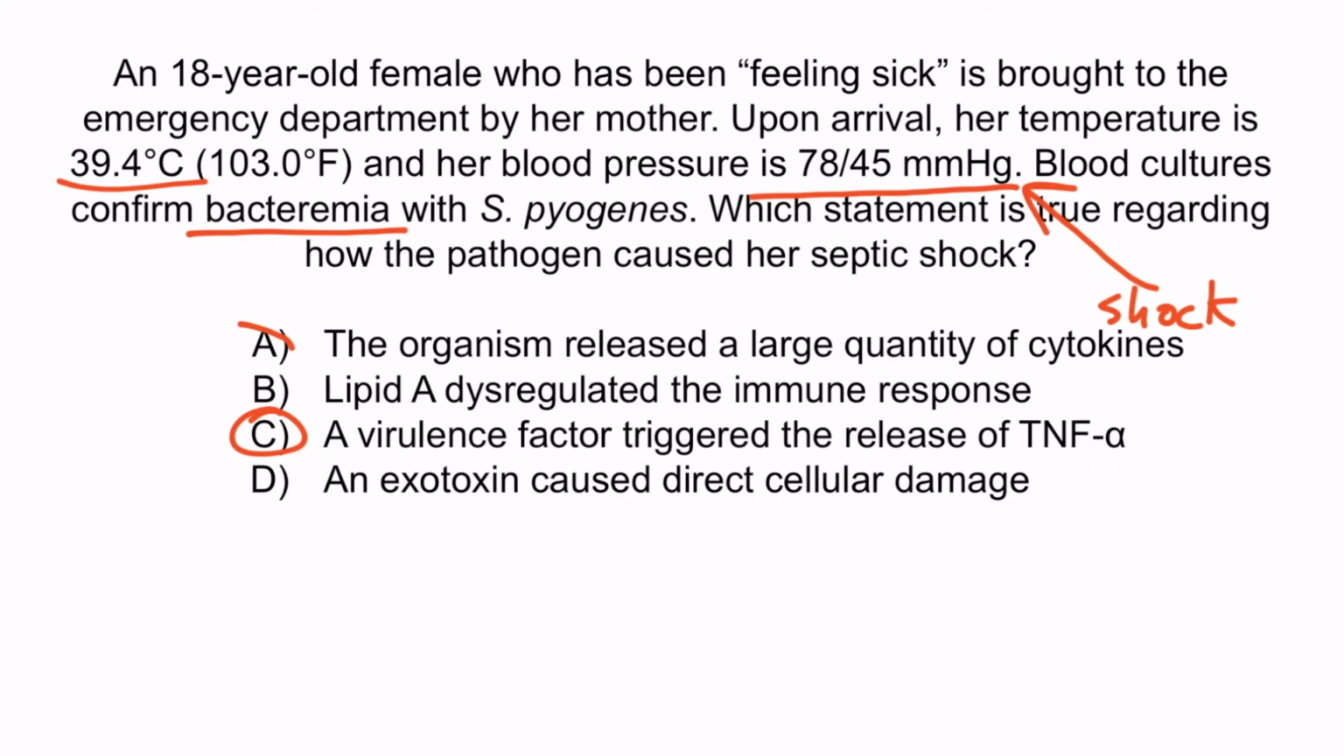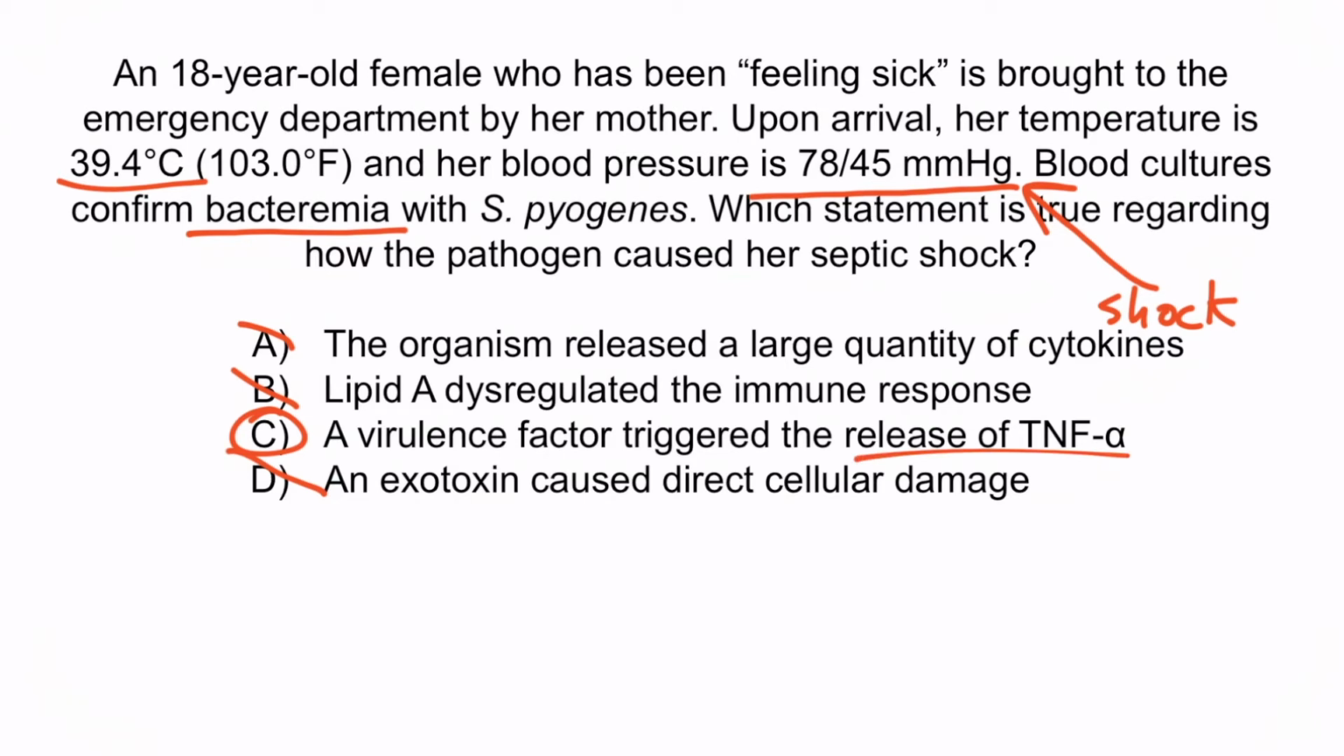And choice B is wrong because lipid A is only on gram-negative bacteria, and Strep pyogenes is a gram-positive organism. And choice D is incorrect because Strep pyogenes does produce an exotoxin that can cause cellular damage, but this activity does not directly cause septic shock. Because remember, it's the immune system that causes the septic shock by releasing all those cytokines. So D is wrong. And the correct answer is choice C.